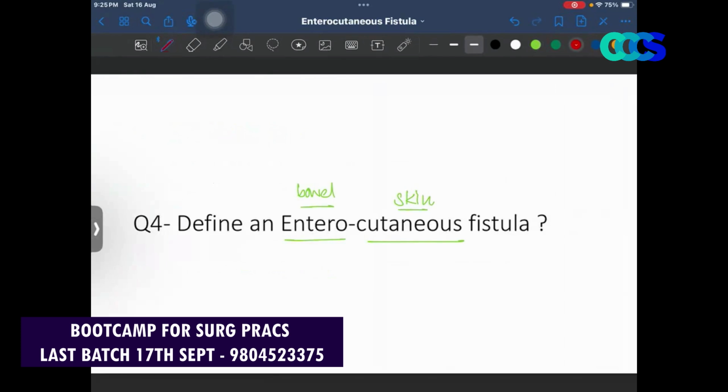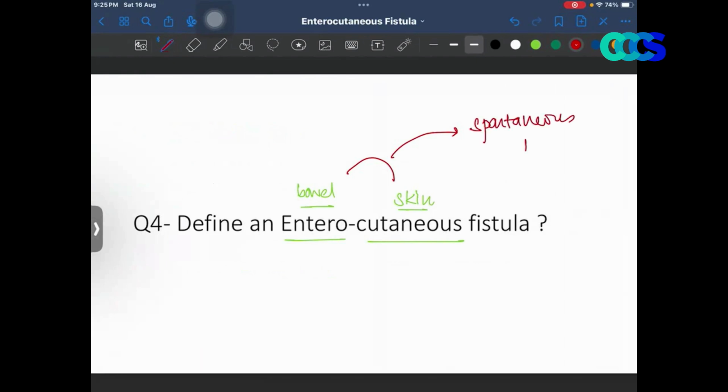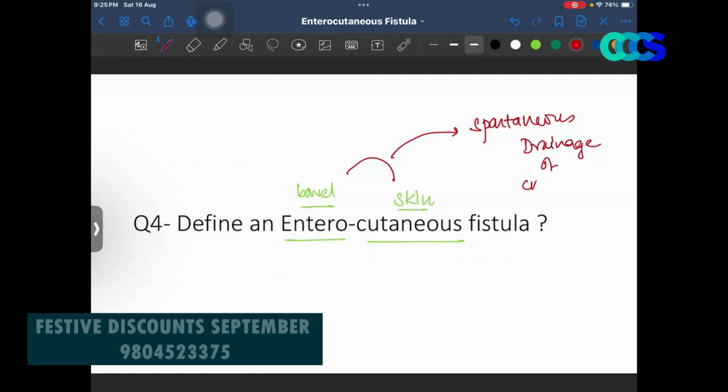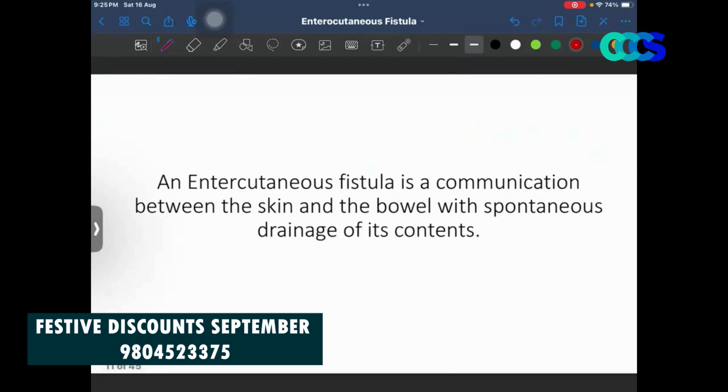Now, along with this, like the definition of hernia, we have one more thing, that is the spontaneous drainage of contents, right? So it is basically an abnormal communication between the skin and the bowel with a spontaneous drainage of the contents, right? So that is the definition of an EC fistula.